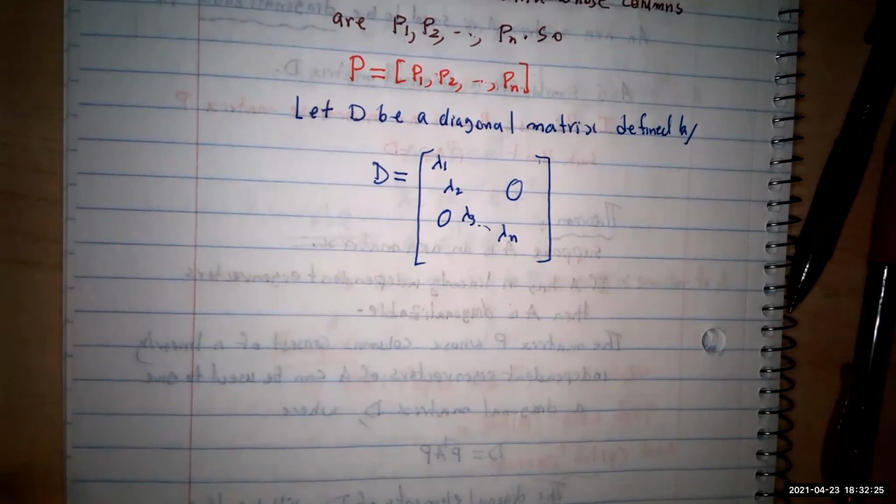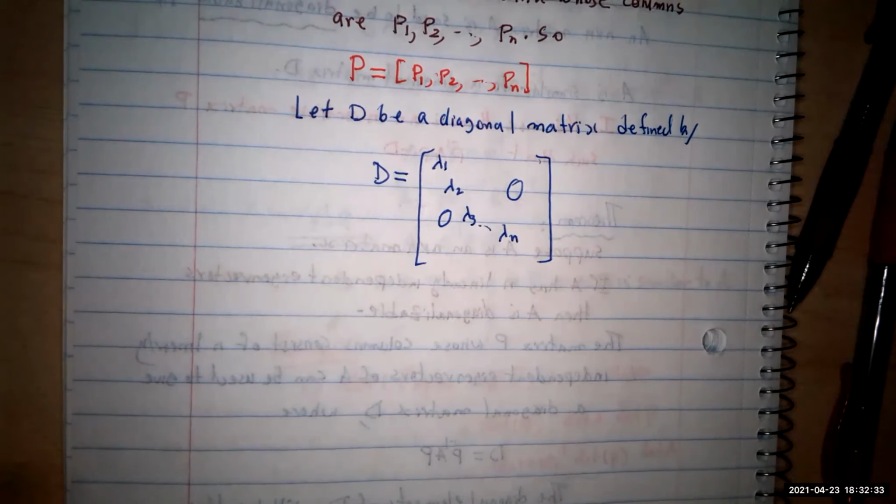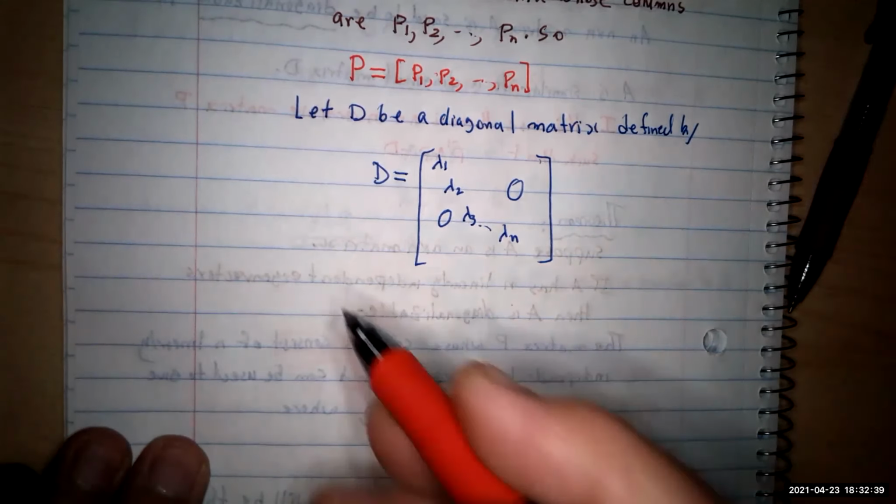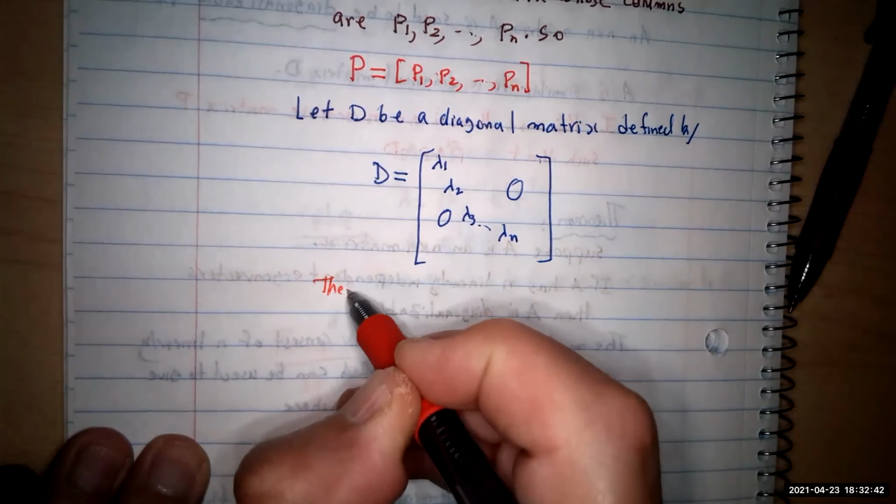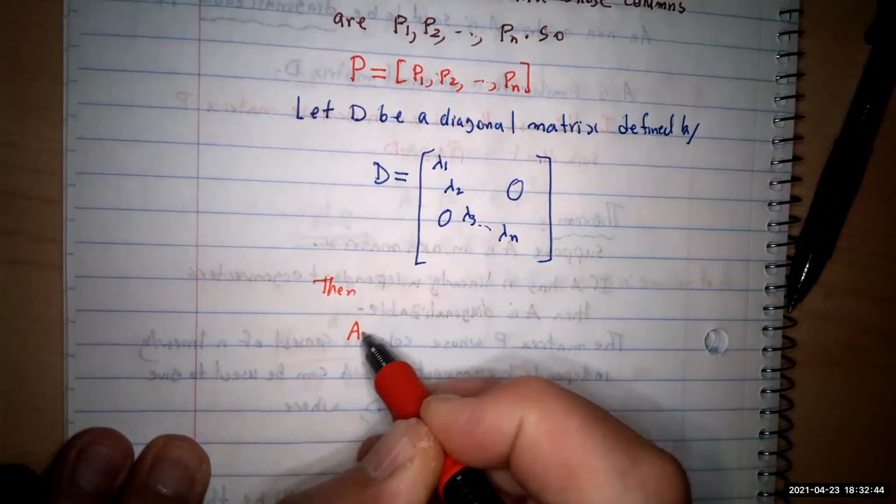Okay? So, what do we need to prove? We need to prove the theorem that P inverse A P is going to be equal to D. So let's prove it. Now the proof: look at this one. Multiply A and P together.